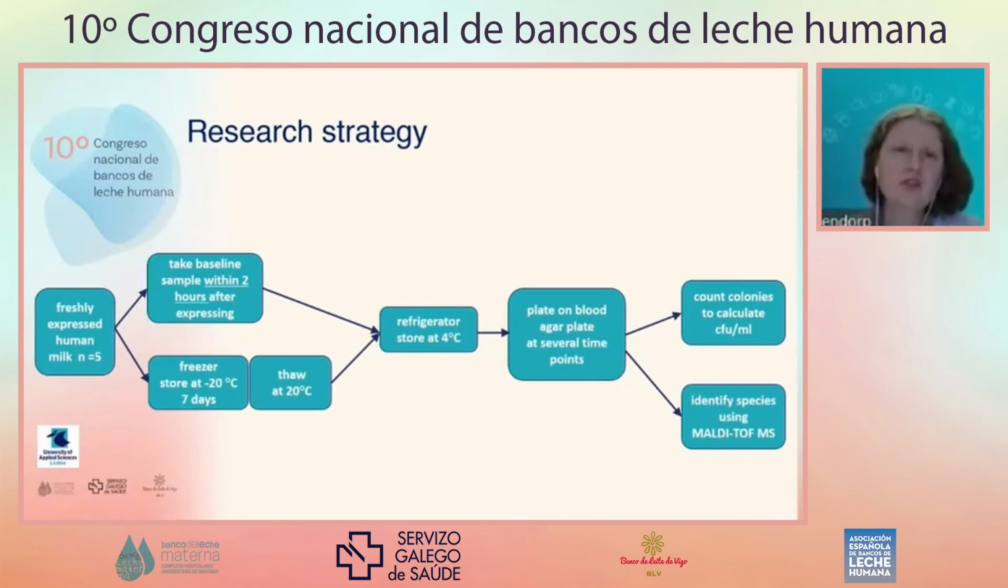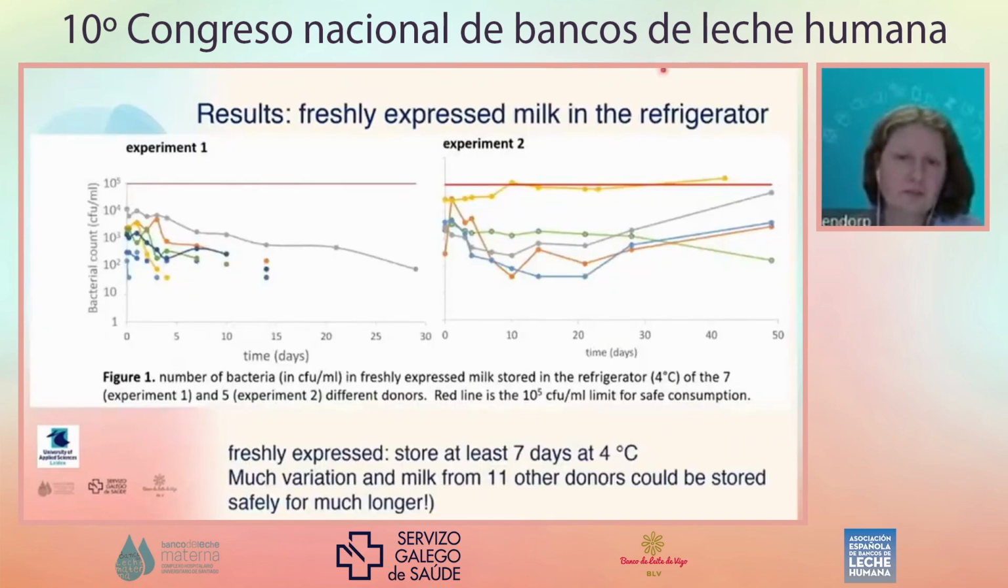So here are the results. Here in the graph you see the time in days, and here is the bacterial count, which is on a logarithmic scale. So that means this is 1, 10, 100, 1,000, 10,000, and 10 to the fifth. And as you probably know, this 10 to the fifth is stated as the limit for safe consumption. So what you see is that during the time, the number of bacteria is not going up, it's going down.